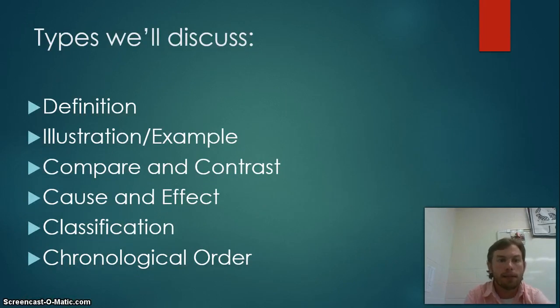There are 6 types that we're going to discuss today, and all of them will probably seem familiar to you in one way or another, whether or not the titles are a thing that you recognize. We'll look first at a definition style of organization, and then illustration and example, compare and contrast, cause and effect, classification, and then chronological order.